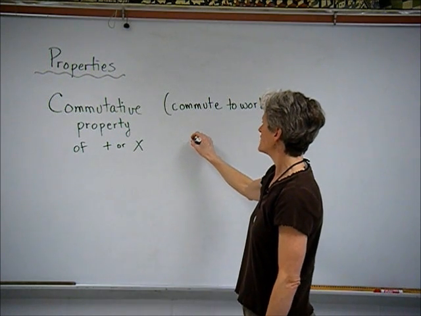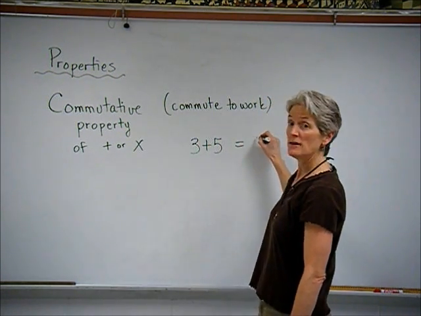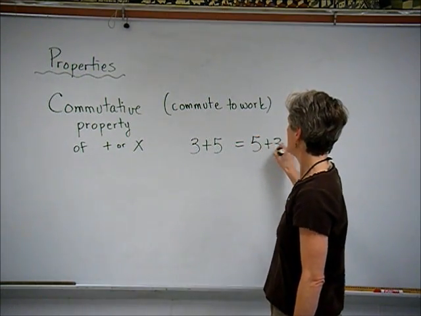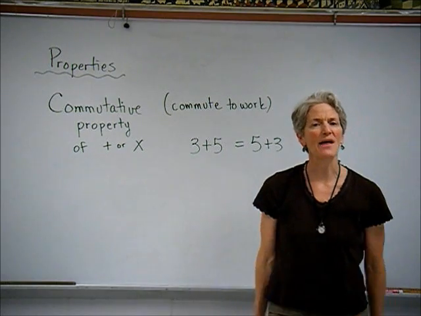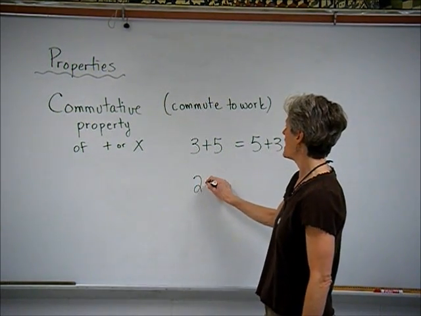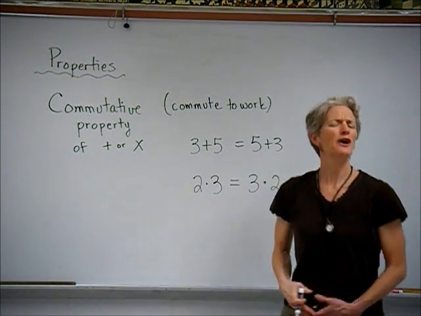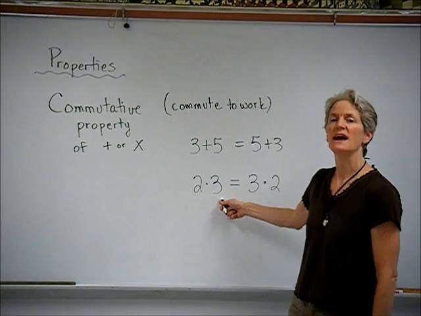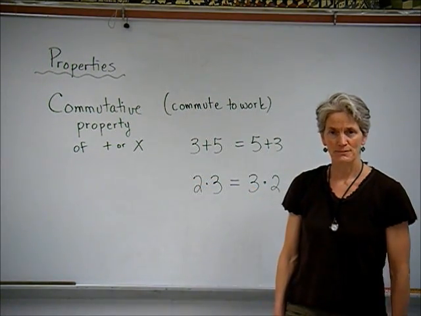So, in addition, for example, if I have 3 plus 5, that's the same as 5 plus 3. That's the commutative property of addition. It doesn't matter what order I add things in. How about multiplication? 2 times 3 is the same as 3 times 2. Commutative property of multiplication. I can just multiply in any order I like.